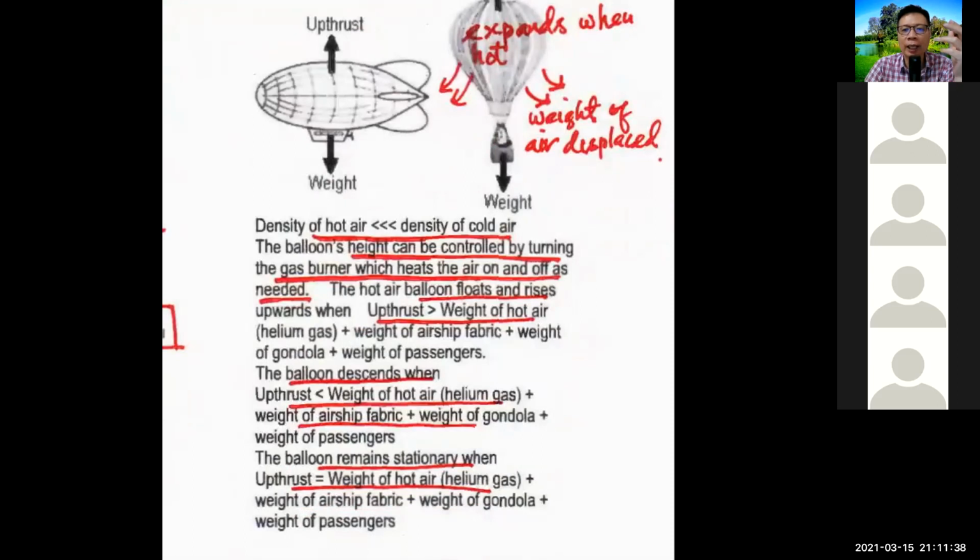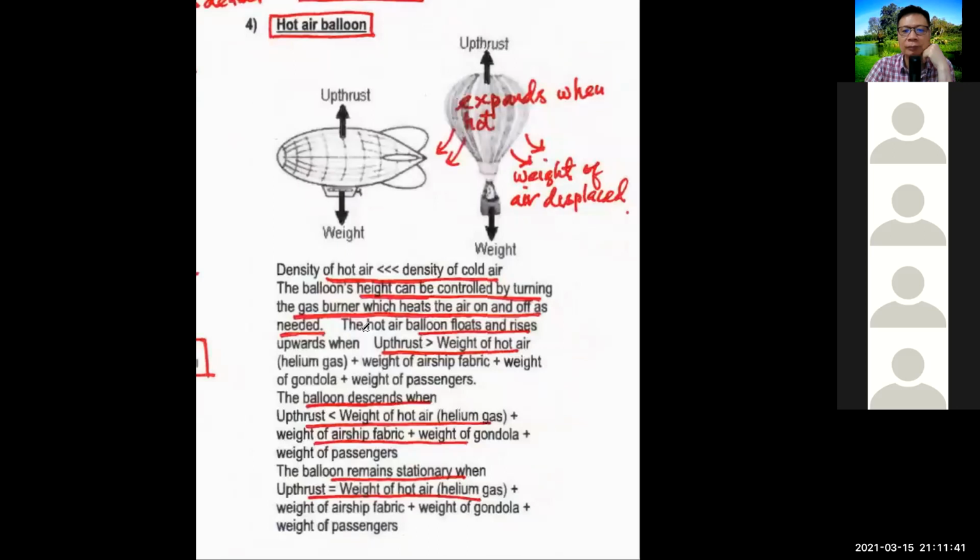Okay, come, we go through one by one. The density of hot air is less than the density of cold air. This one you know: hot air is less dense when you heat it up. The balloon's height can be controlled by turning the gas burner, which heats the air, on and off as needed. When you want to go up, you heat up the gas. When you want to come down, you don't heat up the gas, that's all. The hot air balloon floats and rises when the upthrust is bigger than the weight. The balloon descends, meaning comes down, when the upthrust is smaller than the weight.